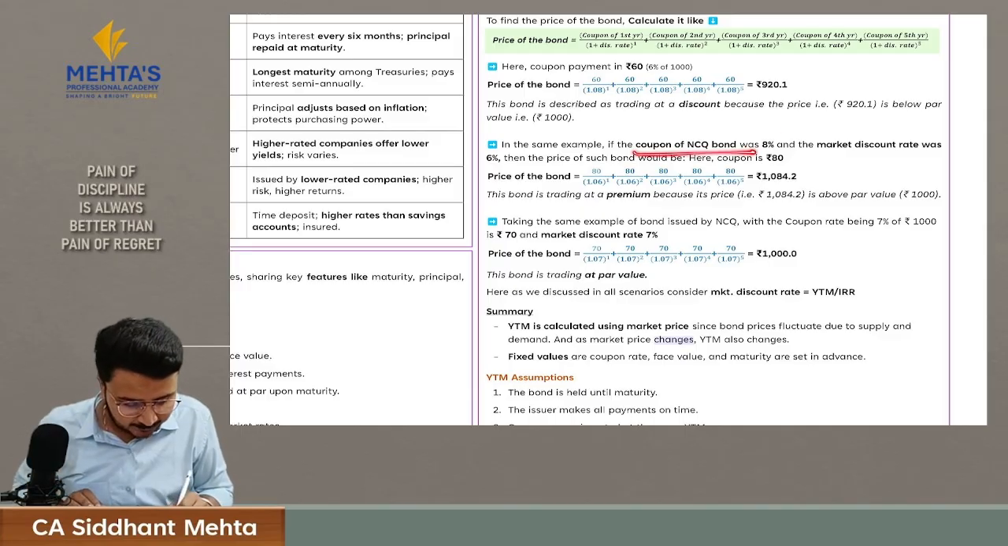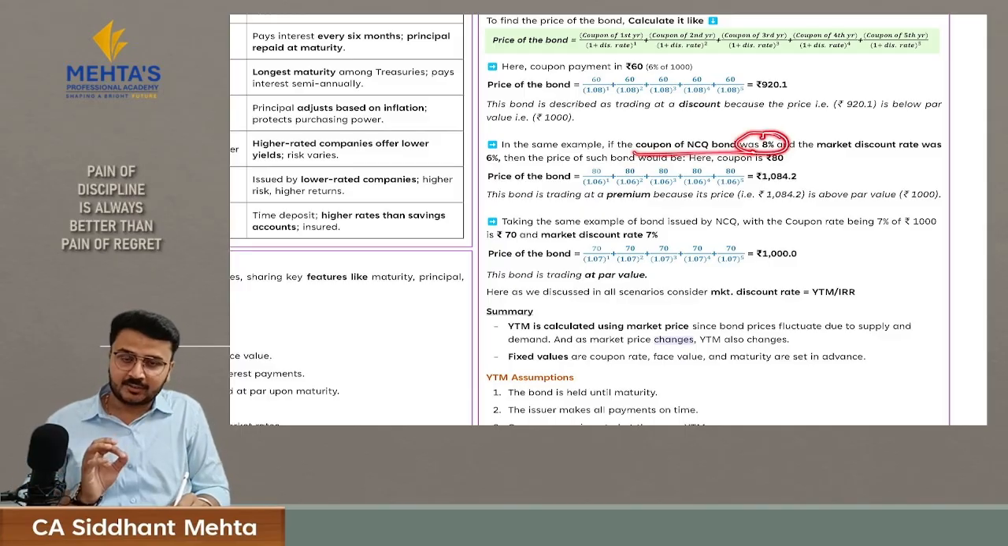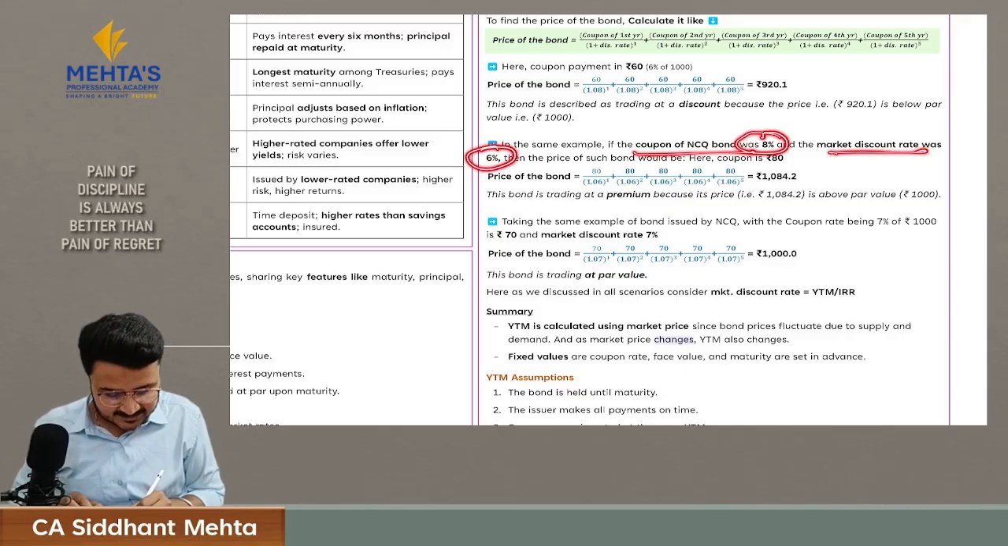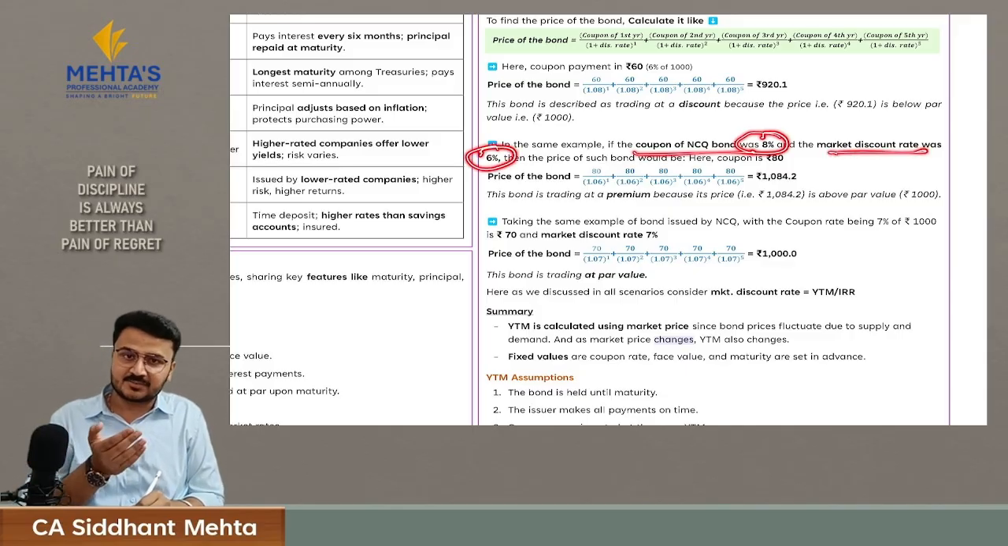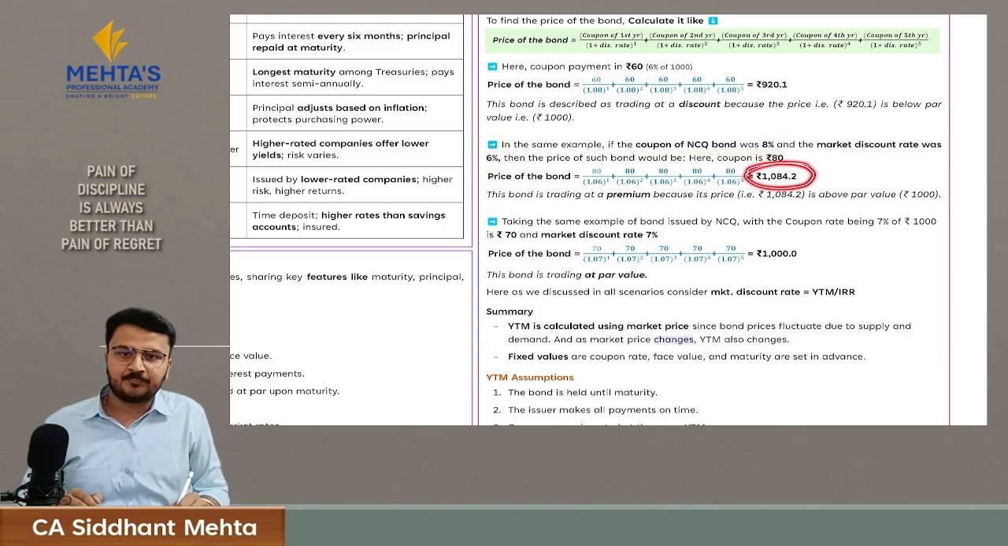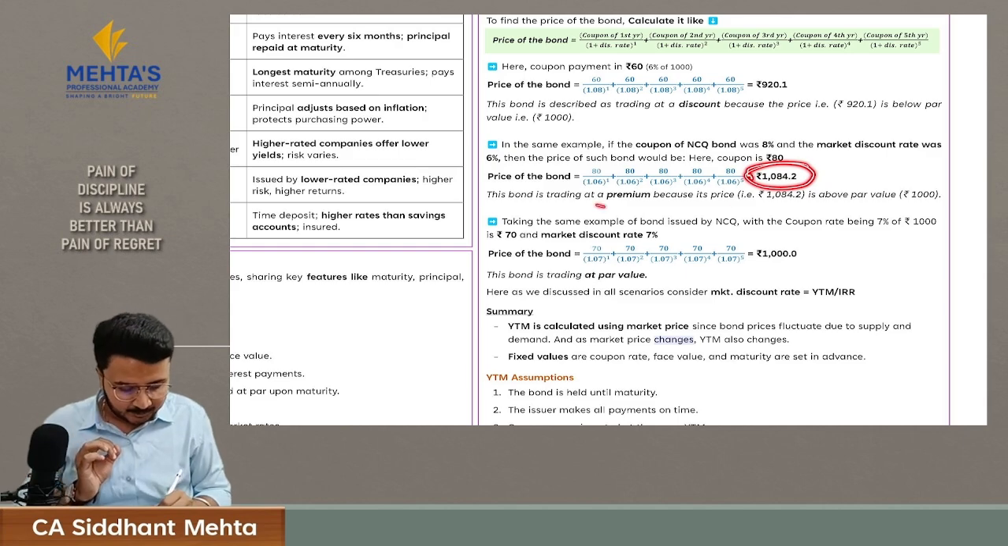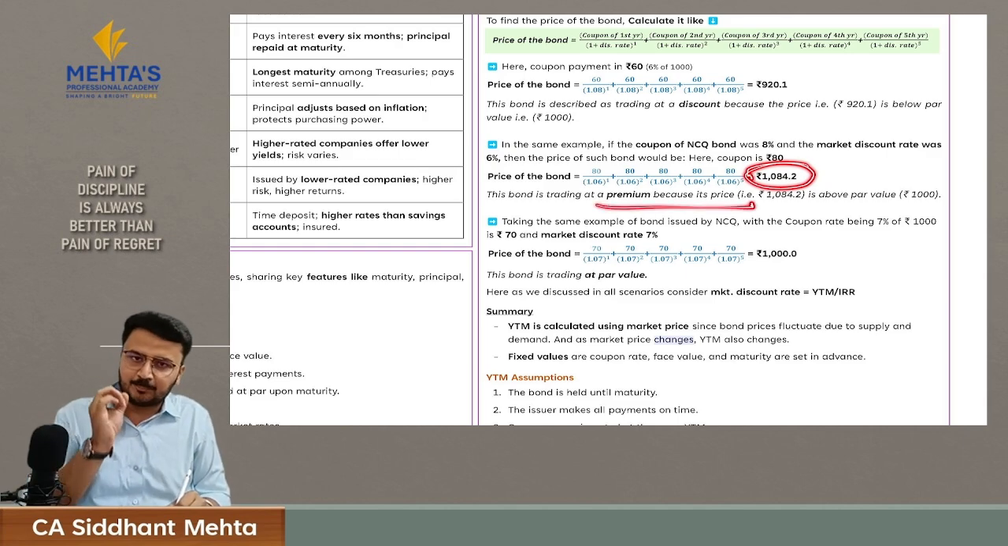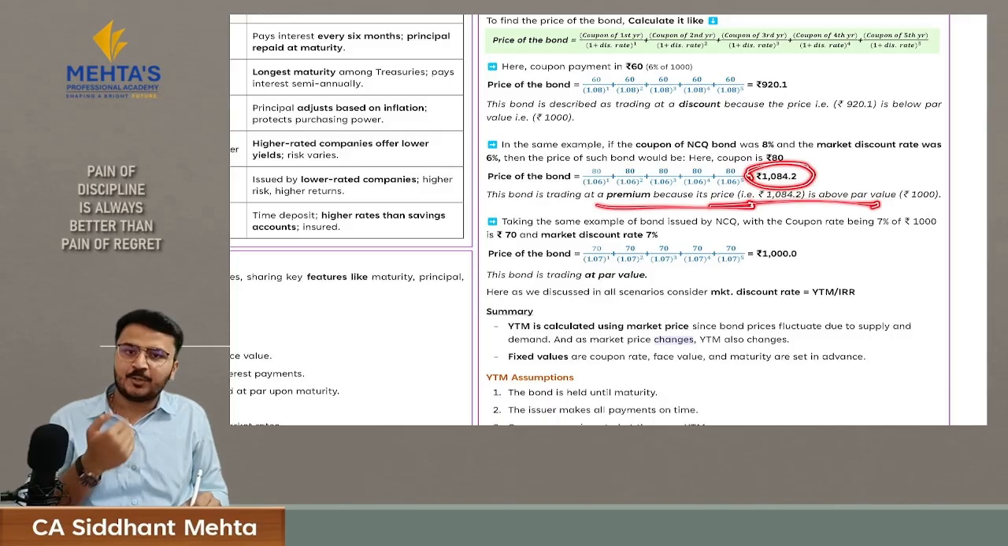Then one more example where your coupon rate is more than market rate. Here your coupon is 8% on your bond, but in the market there is a 6% rate. Other companies are giving 6%. Your company is issuing the bond with 8% return. So definitely it will be at premium. And it will be said that your company's bond is traded at premium because its price is more than its face value.